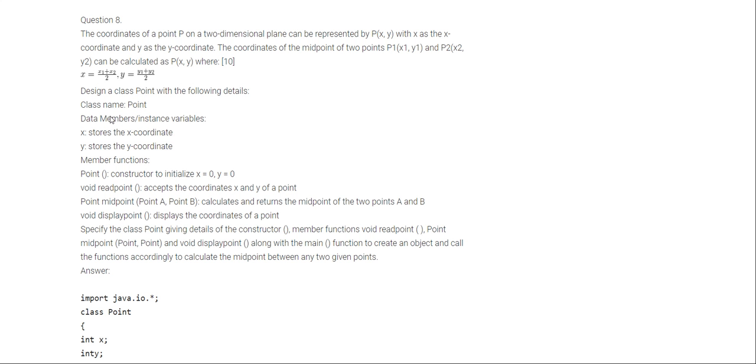Data members, or instance variables, are given here: two data members, where x stores the x coordinate and y stores the y coordinate. Member functions are given. One is the constructor. The constructor name is Point because it has the same name as the class name, and the constructor is used to initialize x equal to 0 and y equal to 0. It means it will initialize the variables with the default values.